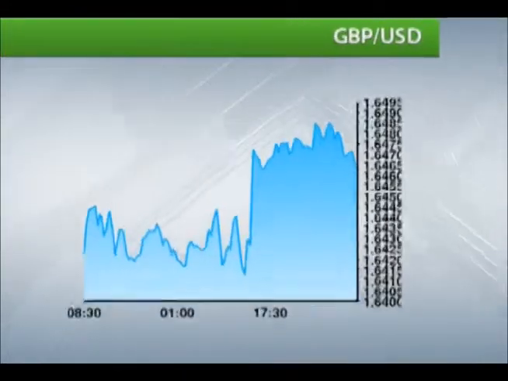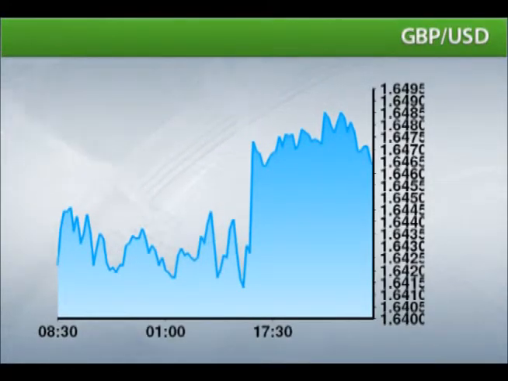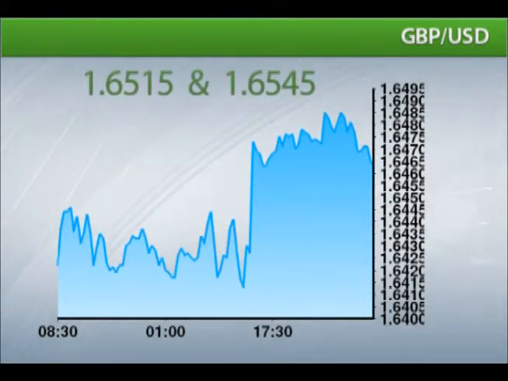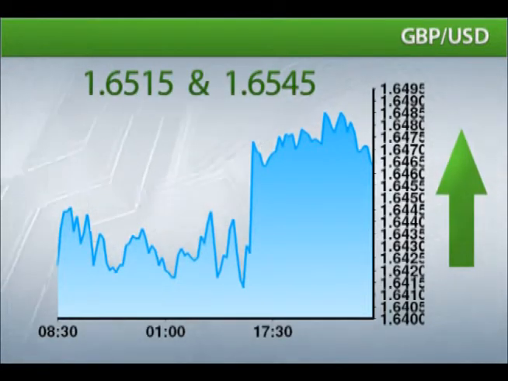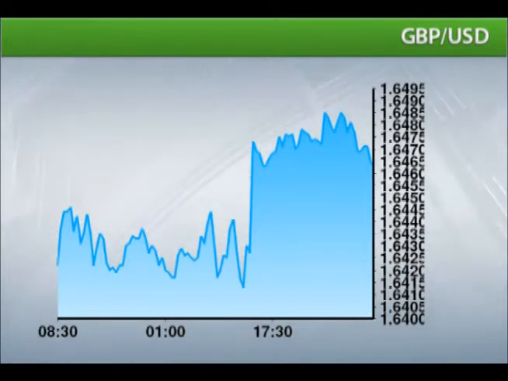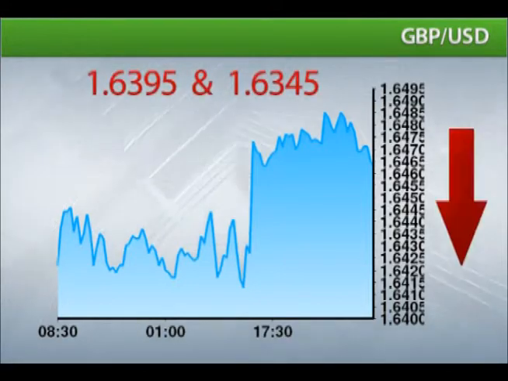If you trade British pound against US dollar, our preference is to open long position above 1.6425 with targets at 1.6515 and 1.6545 in extension. Below 1.6425, we will look for further downside with 1.6395 and 1.6345 as targets.